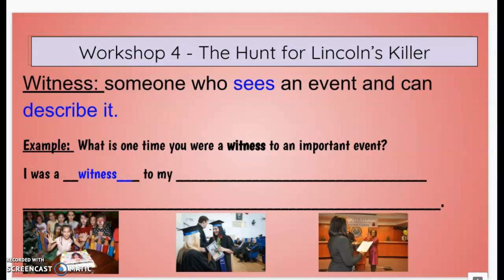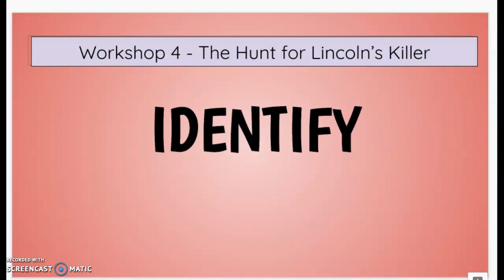We can also see that I have a picture of maybe a court system where if there is a trial, oftentimes the lawyers call witnesses to talk about the event and describe it so it's part of the case if they're prosecuting a criminal. Our next word is identity.